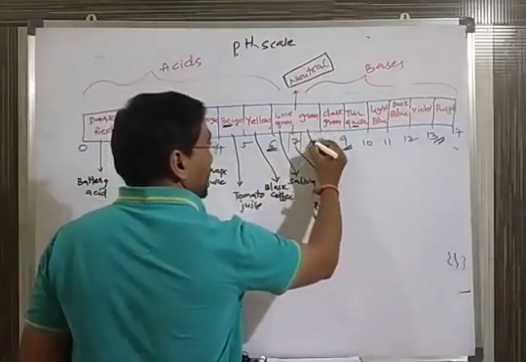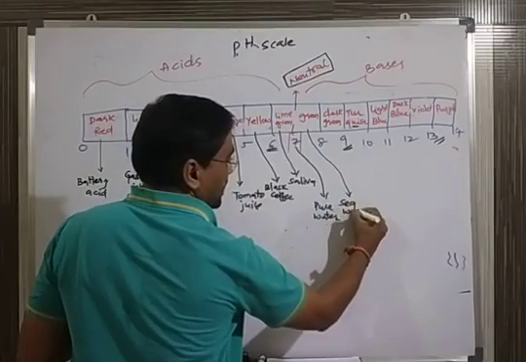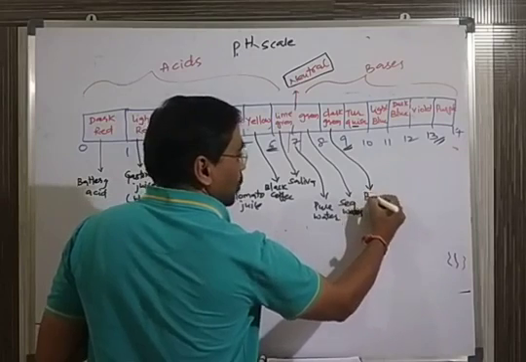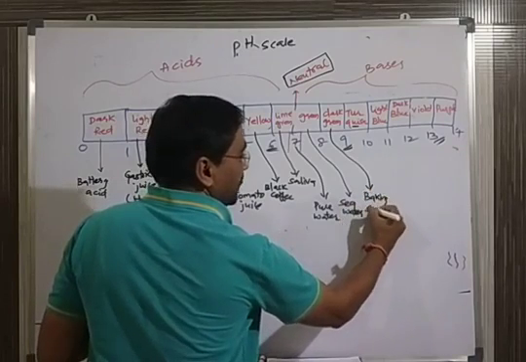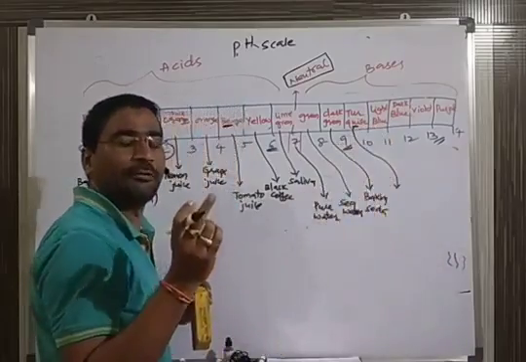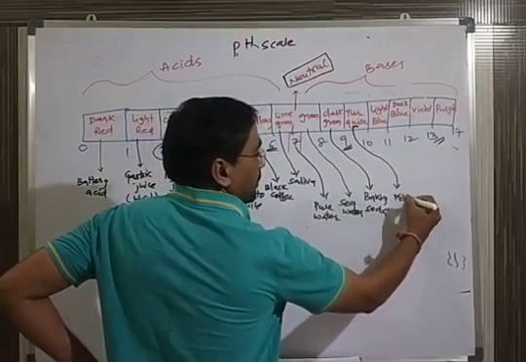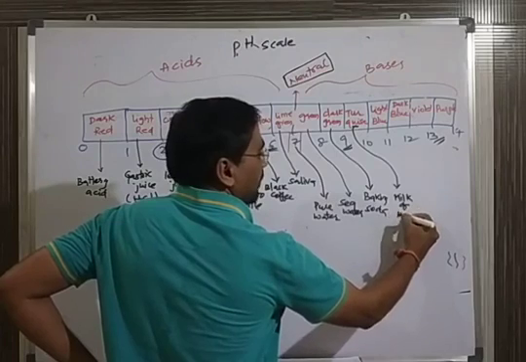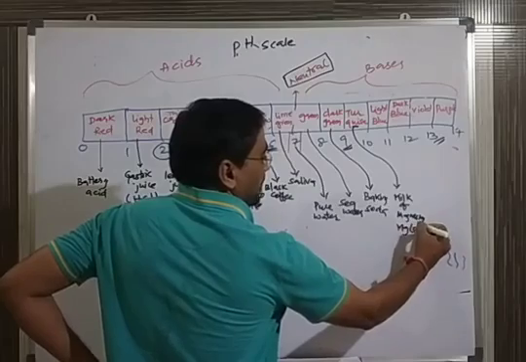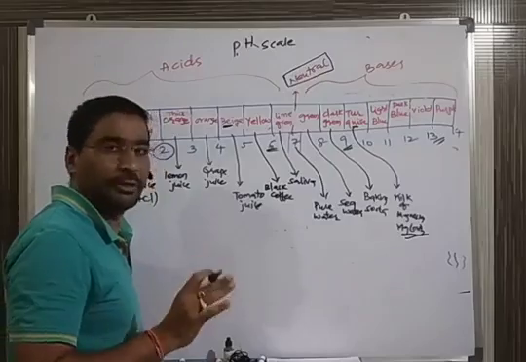Next one is sea water. Next is baking soda. In our kitchen, you will get baking soda. Next, with a mix of blue and green, this is the milk of magnesia. What is milk of magnesia? It is magnesium hydroxide, a chemical mostly used as an antacid. Where we come across an antacid, I will tell you.